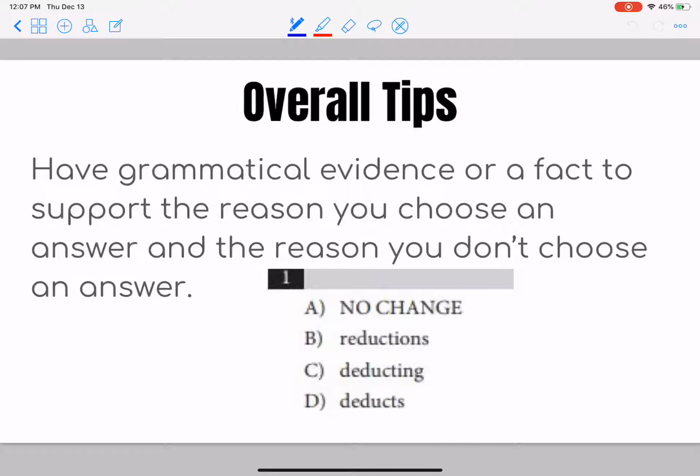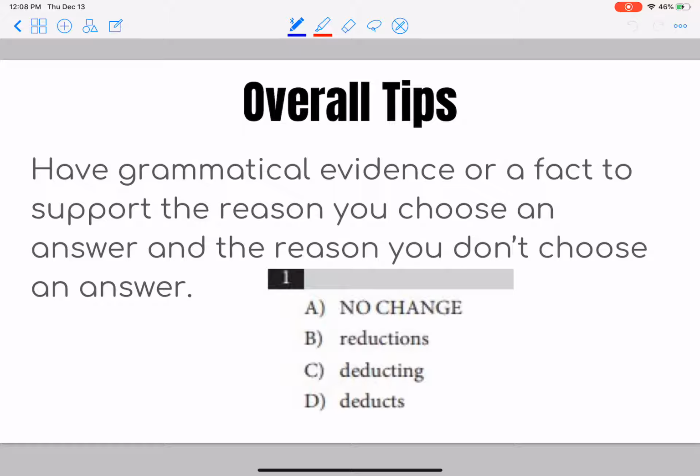My next tip is make sure you have grammatical evidence or a fact to support the reason you choose an answer and the reason you don't choose an answer. Okay? So I'm going to have videos and teach you the different grammar rules. When you're taking the test, you're going to use those rules as evidence, as reasons to support it. If I asked you, why did you answer A? The reason should not be because it looked correct. It seemed like it makes sense.